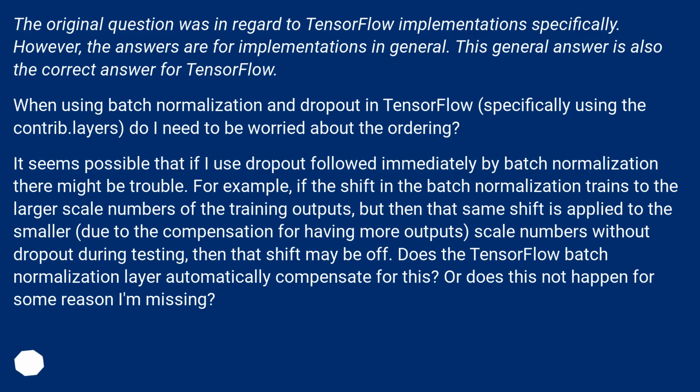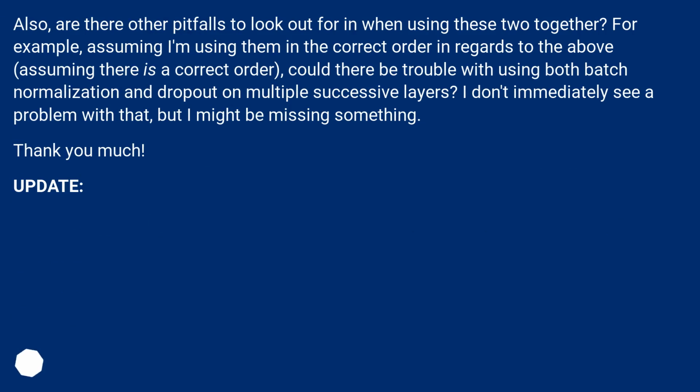Does the TensorFlow batch normalization layer automatically compensate for this? Or does this not happen for some reason I'm missing? Also, are there other pitfalls to look out for when using these two together? For example, assuming I'm using them in the correct order in regards to the above, assuming there is a correct order, could there be trouble with using both batch normalization and dropout on multiple successive layers? I don't immediately see a problem with that, but I might be missing something. Thank you much.